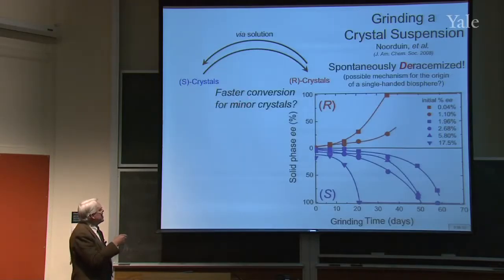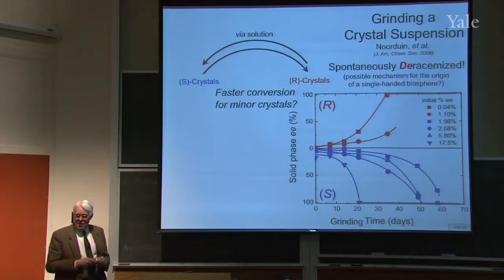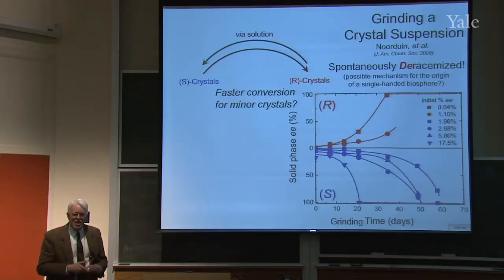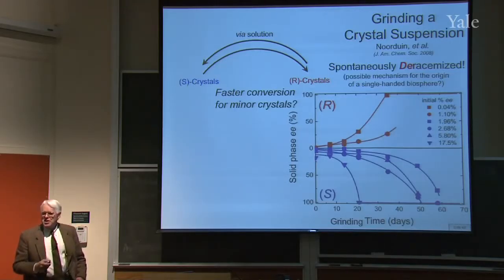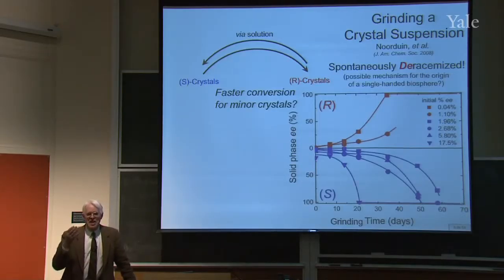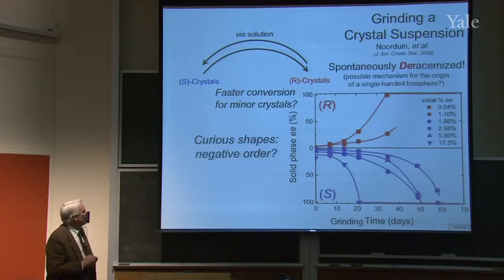It could be that there's faster conversion of the minor crystals, right? So that if you have, say, more R than S, it's faster to go from S to R than from R to S. What would that say about the rate law? If the less concentration you have, the fewer crystals, the faster it goes. It's an inverse rate law. That certainly sounds weird, right?